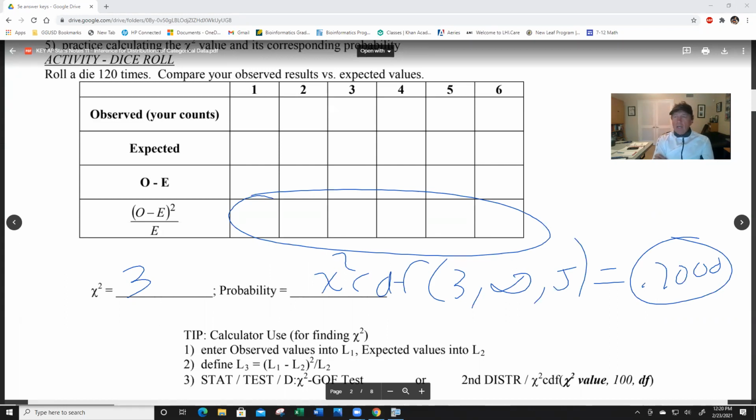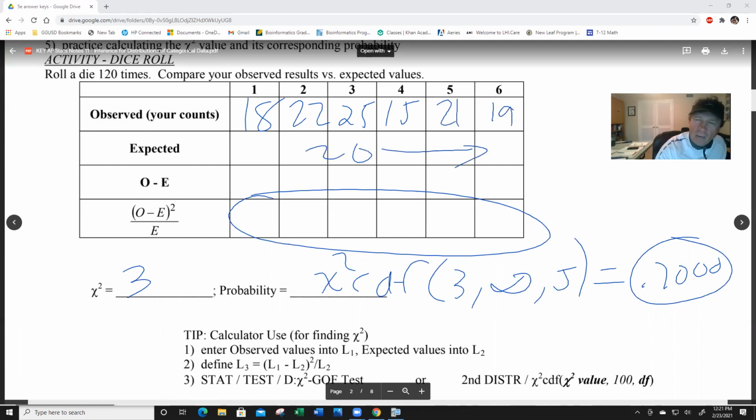There is not enough evidence to suggest that the die isn't fair. There's not enough evidence for that. This could have happened by chance very easily. And you could tell right away from the counts, okay? If I put the counts back up, right? 18, 22, 25. If you rolled the dice 120 times and you got this distribution when you're expecting 20 the whole time, you simply would not be surprised. That's not surprising at all.